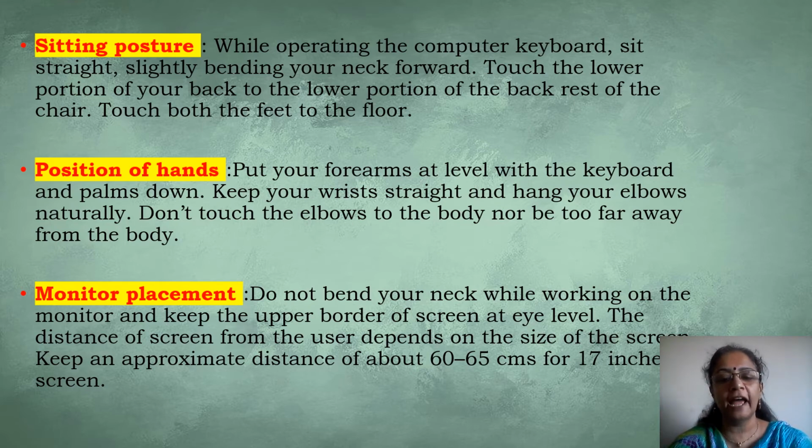The position of the hands. Place your forearm at the level of the keyboard and the palms down. Wrist on a straight rest. Keep your wrist straight and your elbows in a natural position, and don't keep your elbows or body too far away from the typing. So this is the way you have to place your fingers or hands on the keyboard.